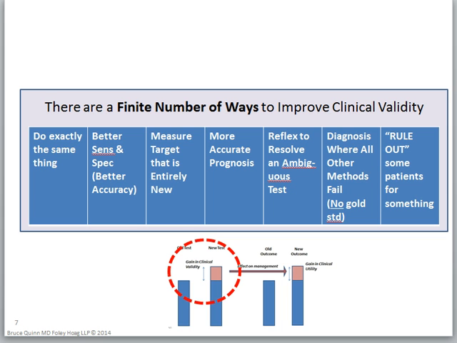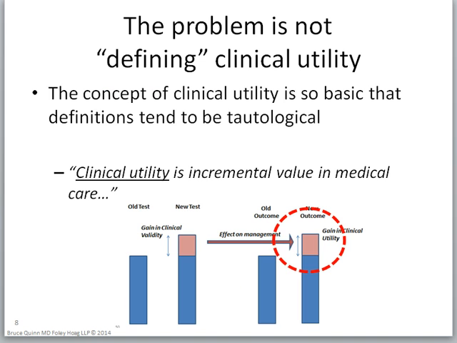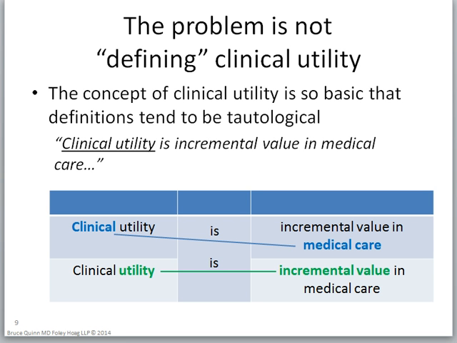We argued in the last video, video 2, that there are a finite number of ways to improve clinical validity, and we talked about that for 10 minutes. In this video, we'll talk about clinical utility. We mentioned early on that the concept of clinical utility is so basic that simply defining it is not very helpful. We'll hear that clinical utility is the incremental value in medical care, but clinical means medical care and utility means incremental value. So we've got a definition that just tells us what we already knew. We haven't pushed the ball any further down the road.